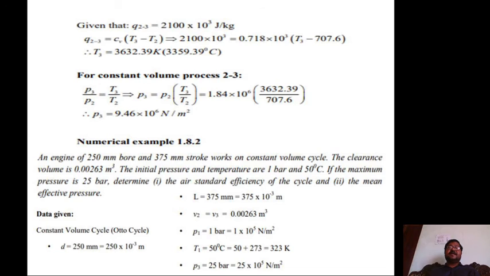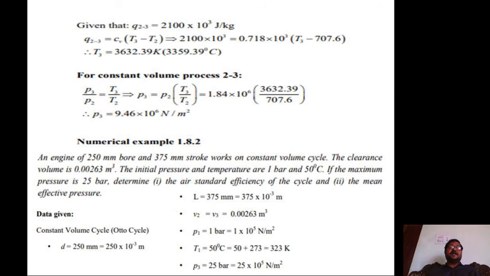50 degrees Celsius is the initial temperature, plus 273. If the maximum pressure is 25 bar, the maximum pressure in the Otto cycle is P3. That 25 bar is nothing but 25 into 10 to the power of 5 Newton per meter square. Determine the air standard efficiency of the cycle and the mean effective pressure. Here he has asked only the thermal or air standard efficiency and the mean effective pressure Pm.